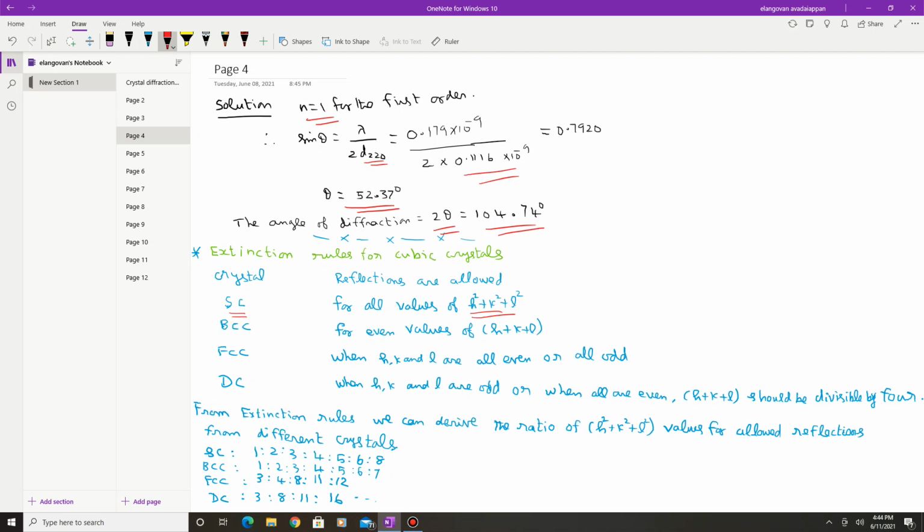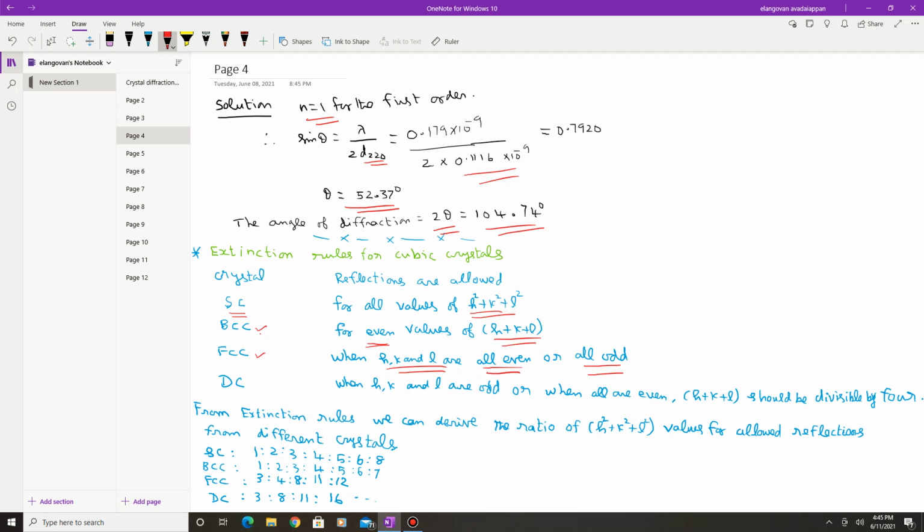Now let us take a BCC lattice. For BCC lattice, reflection is possible only for hkl planes where h plus k plus l must be even. So that is important. If the crystal is FCC, then the h, k and l, all the individual numbers, must be all even or all odd.